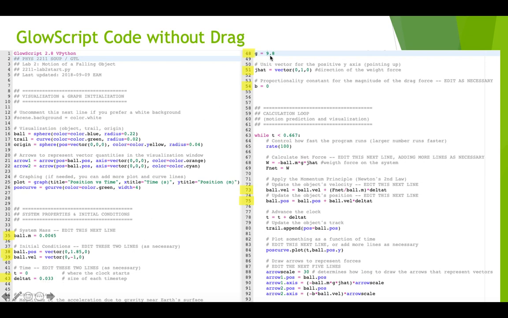The force of gravity is 9.8 on Earth, meters per second squared. J hat is the direction that the object is falling, which is straight down in the y direction, negative y. For this one, because there's no drag, our proportionality constant is 0. And here are the update formulas for position and velocity.